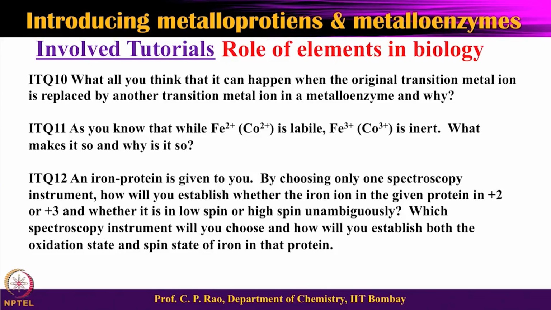An iron protein is given to you. By choosing only one spectroscopy instrument, only one spectral instrument, not more, how will you establish whether the ion in the given protein is +2 or +3, whether it is low spin or high spin, unambiguously? I have already answered this in an earlier question in a different form. Which spectroscopy instrument will you choose, and how will you establish both the oxidation state and spin state of the ion in that particular protein?